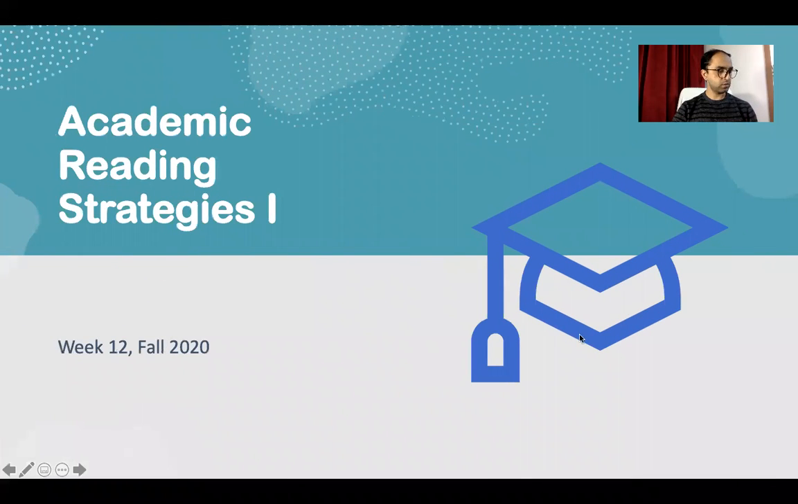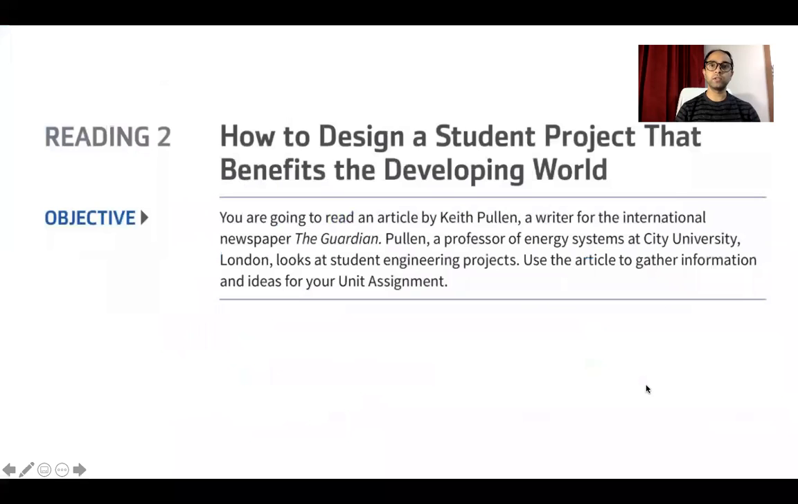On page 224, today we're going to talk about how to design a student project that benefits the developing world. The objective of the reading is you're going to read an article by Kate Pullen, a writer for the international newspaper, The Guardian. In this article, Pullen, a professor of energy systems at City University London, looks at student engineering projects. So please read the article and gather information for your assignment.